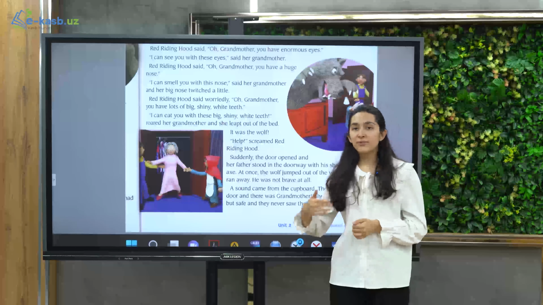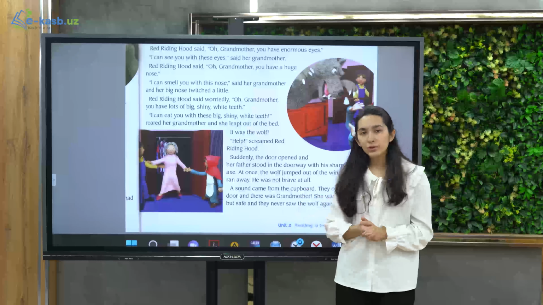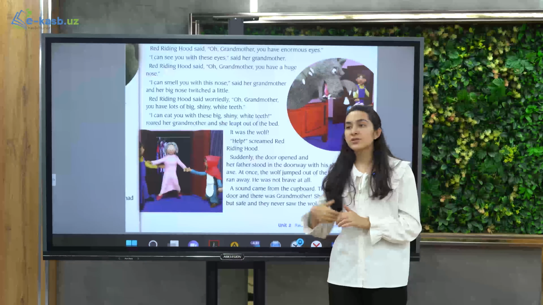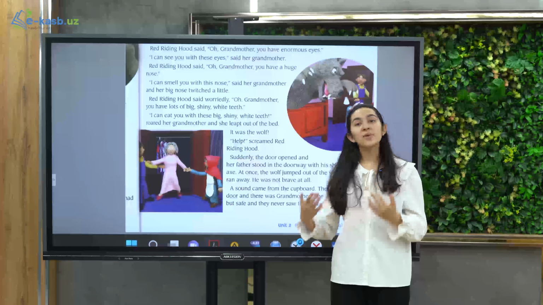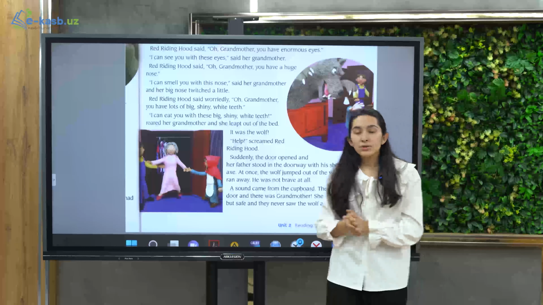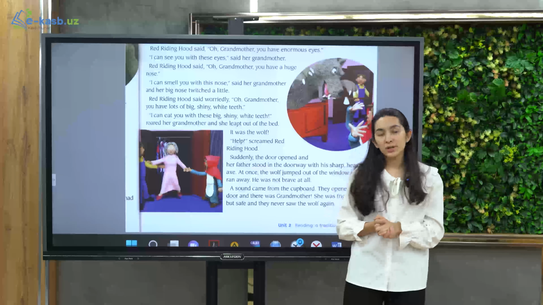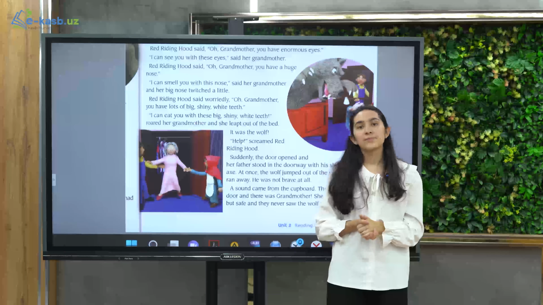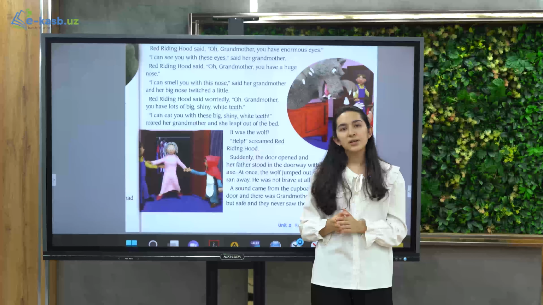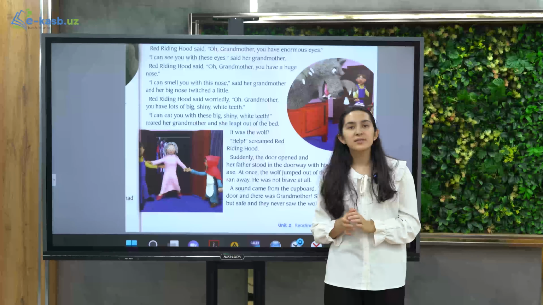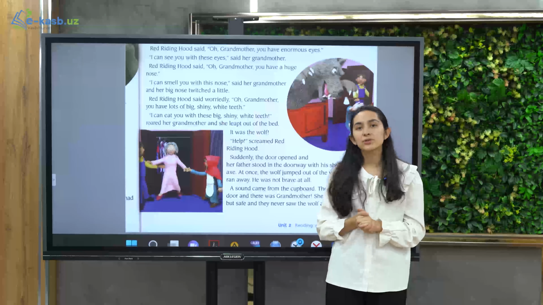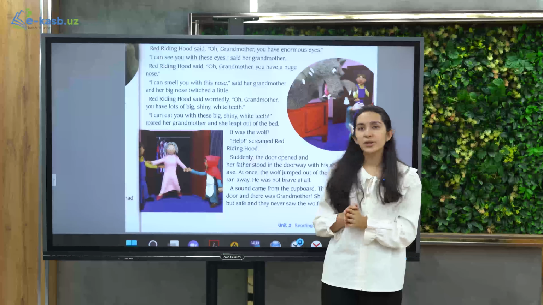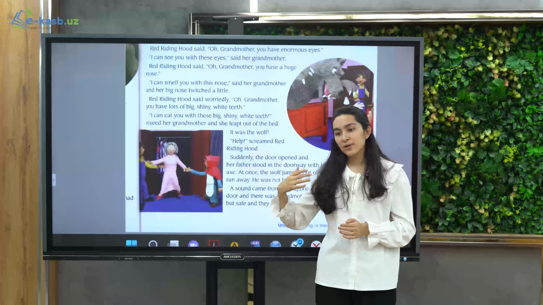So the story started with the words of the mother to her little daughter that she has to go to her grandmother, and while on her way, she shouldn't talk with strangers. Also in the story it was told that Red Riding Hood's father is a woodcutter, so he cuts the wood. Her mother gave Red Riding Hood a big, very delicious cake that she cooked, and put this cake into the basket, and then she went to her grandmother.